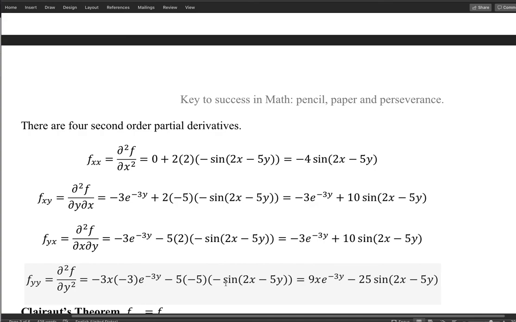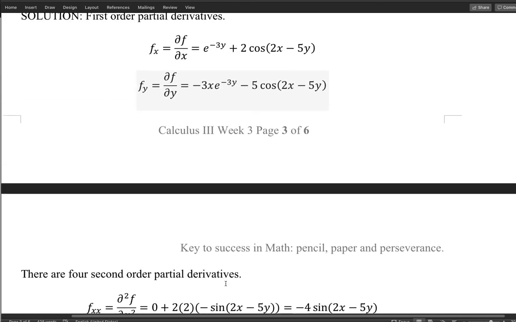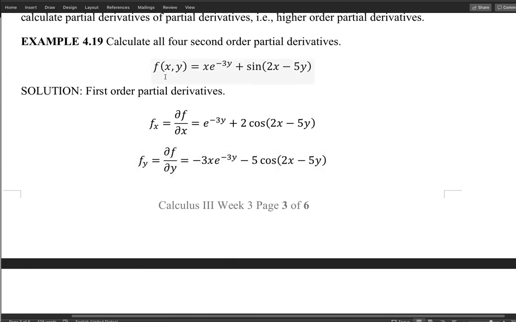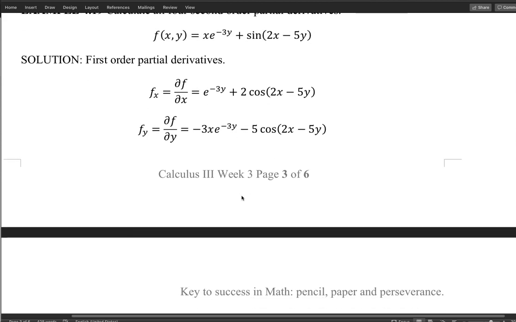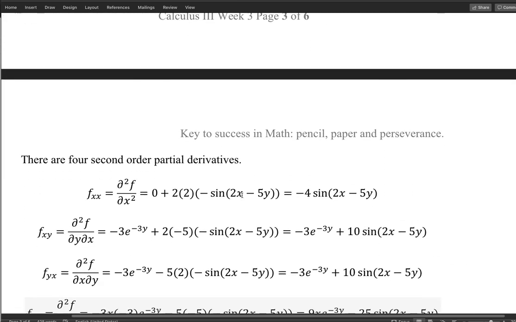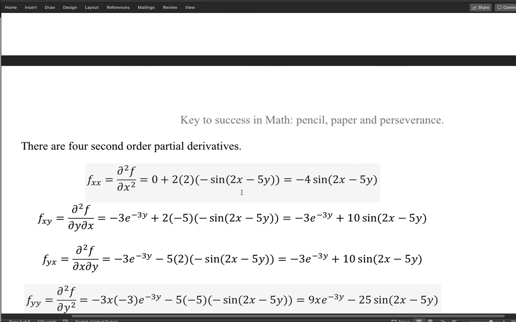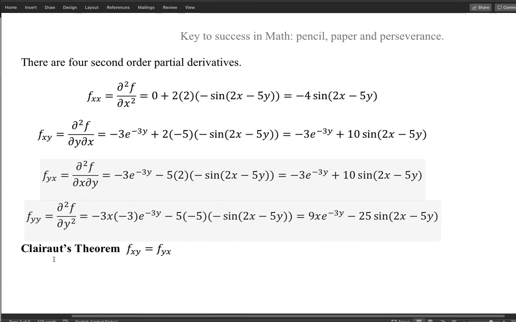In general, it is just true. When you have a function of two variables, there are two first-order partial derivatives and four second-order partial derivatives. A very important result you may want to know is that fxy and fyx are the same. This formal conclusion is called Clairaut's theorem.